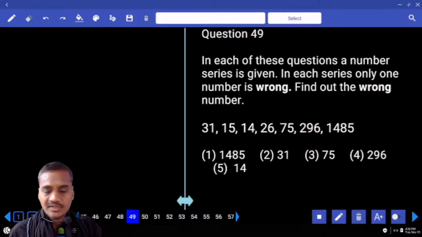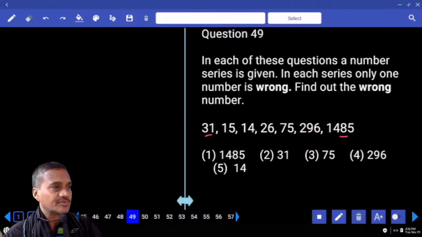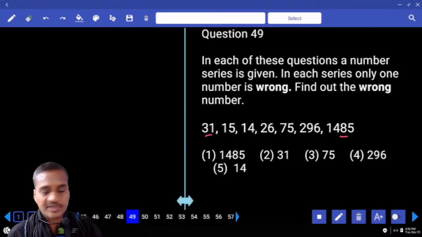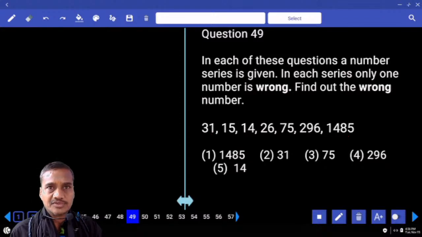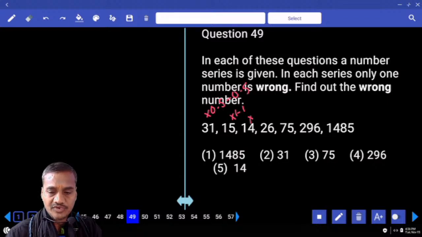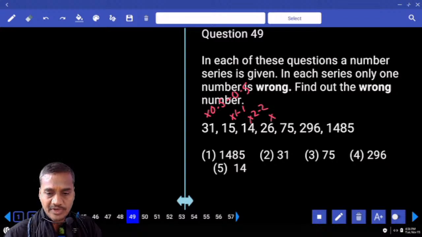Then 49, numbers starting with 31 increased up to 1485. Numbers are increasing at a very fast rate, hence it must be under product or combination. Now 31 into 0.5 is how much? 15.5 minus 0.5 is 15. 15 into 1 minus 1. And 14 into 2 minus 2. Now 26. Now 0.5, 1, 2. 26 into how much? 26 into 3.